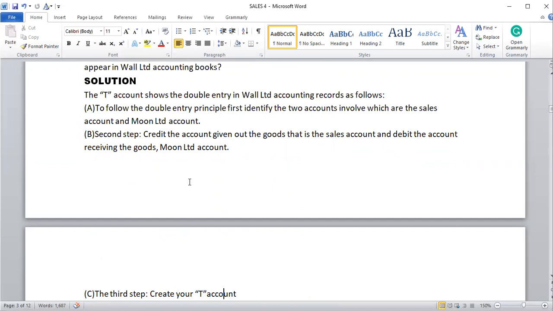So in the double entry principle, the first step, you identify the two accounts involved, and in this one, the sales account and Moon Limited account. Then the second step is what? You credit the account giving out the goods, and you debit the account receiving the goods. The account giving out the goods is what? The sales account. And the account receiving the goods is what? It's Moon Limited account. Let us continue.